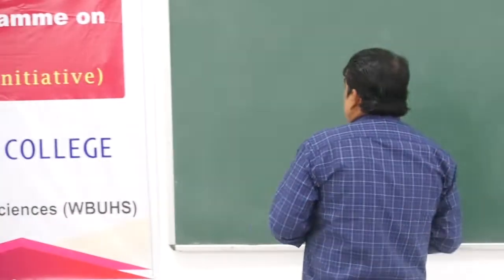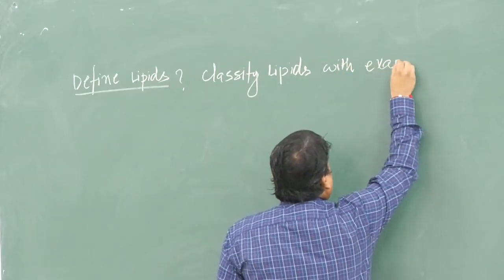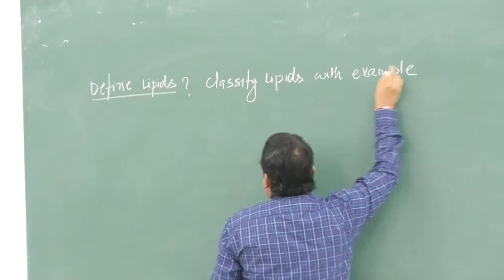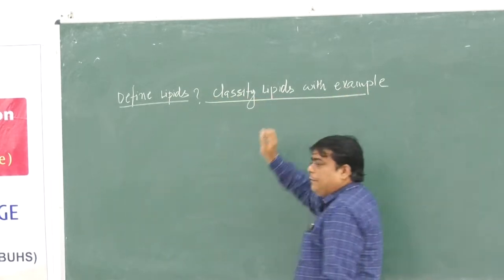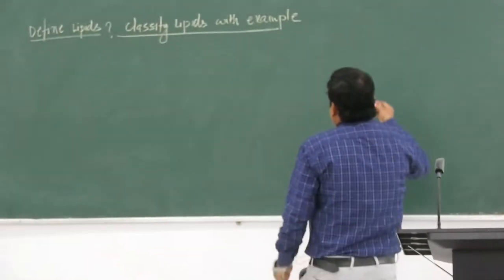In the lipid chemistry section, all of you know that when we see the chemistry of lipids, it basically starts from the classification and definition of lipids. It is a long answer question. The first long answer question asks you to define lipids and give the classification of lipids with examples. This is a long answer question which is asked in your exam.